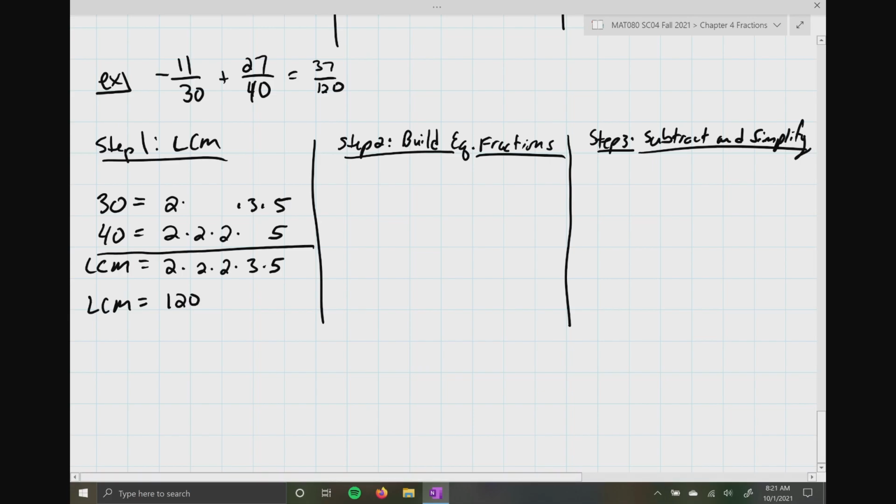All right. Now, build equivalent fractions. 11 over 30. I'm not going to worry about the negative in front of the 11.